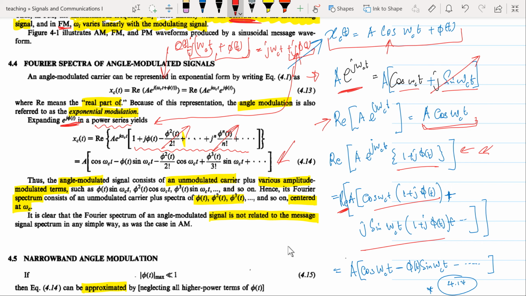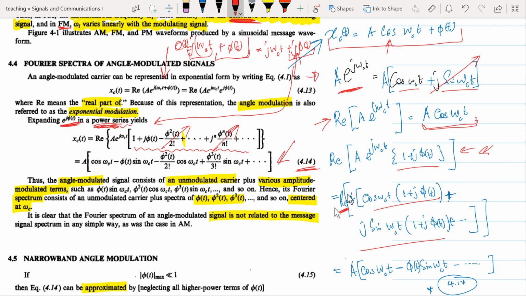Just observe two items. First and foremost, we are breaking up the e^(j omega c t) part using Euler's equation, and then the e^(j phi of t), we are breaking it using the power series, and we know the higher power components we ignore. We are only left with 1 plus j phi of t, and when you do the multiplication and leave out the imaginary parts, we end up with equation 4.14.